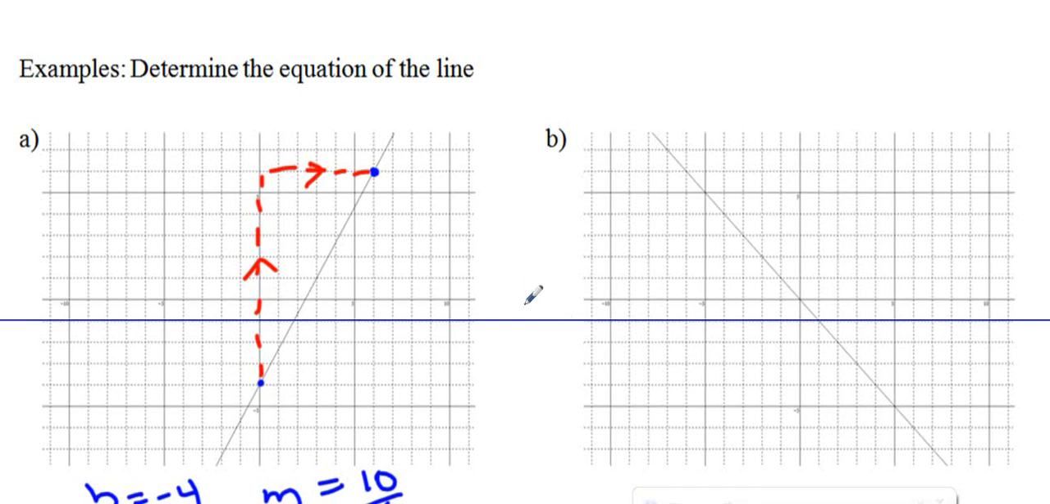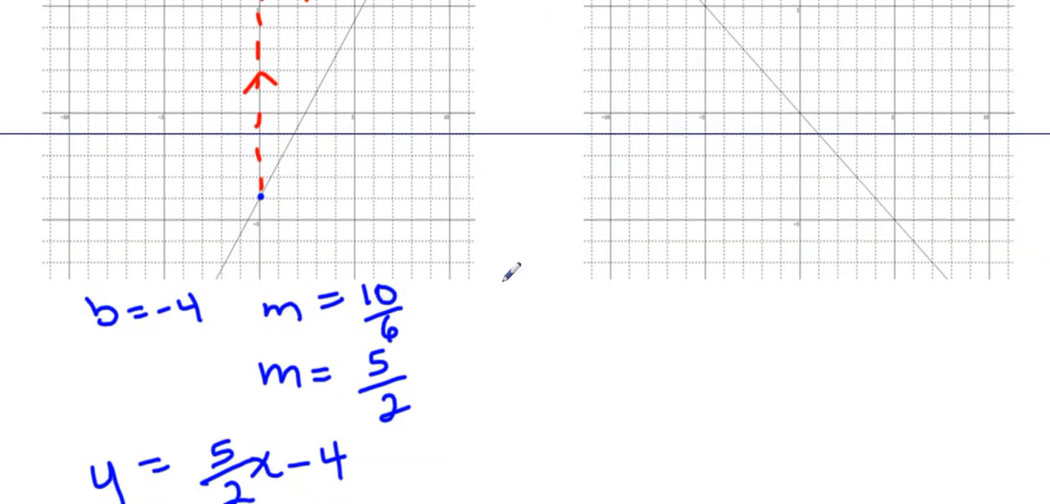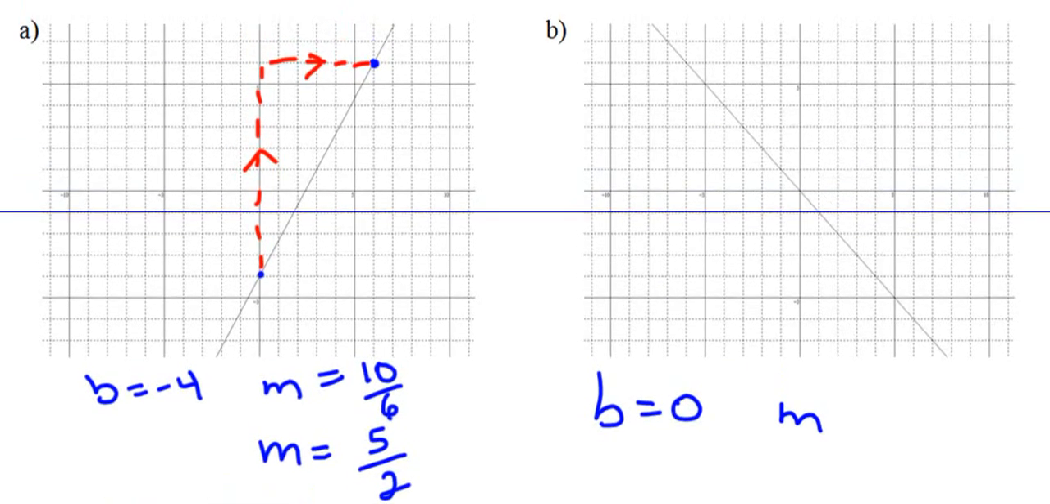Okay, so I'm going to try and figure this out. I can see that my line crosses the y-axis at 0. That's awesome. So my b, my y-intercept, is 0. My m, well, I know I can start with that y-intercept point. That's one point on my line.